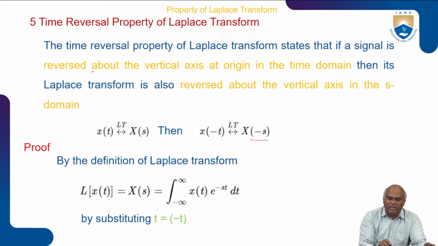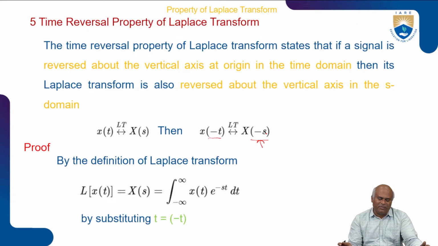Here I state the statement: if the time domain is reversed about the vertical axis at the origin, then the Laplace transform is also reversed about the vertical axis in the s domain. For t reversed to minus t, the Laplace transform is reversed to minus s. We need to prove this statement.